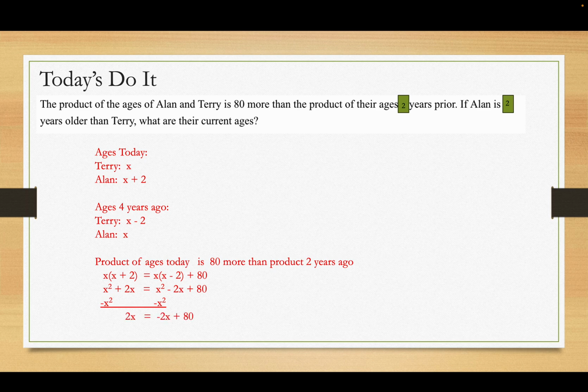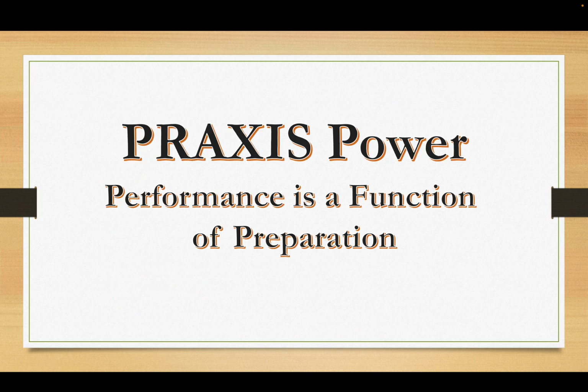That gives me 2x is negative 2x. Danger, danger, danger there. Make sure you see that 2x right here, right? We always peek in front. That's a negative, so make sure you include it here, negative 2x. Add 2x to both sides. 4x is 80. That means x is 20. Terry's 20. Alan is 22. Okay. Praxis power.